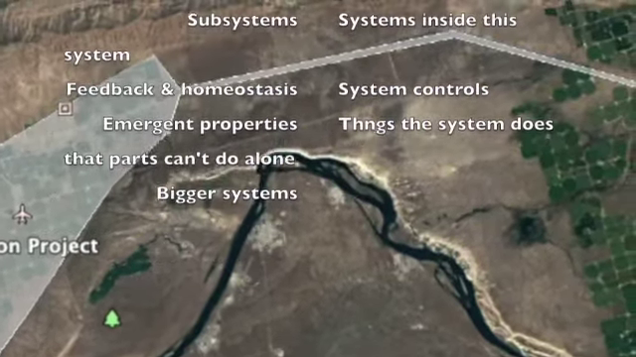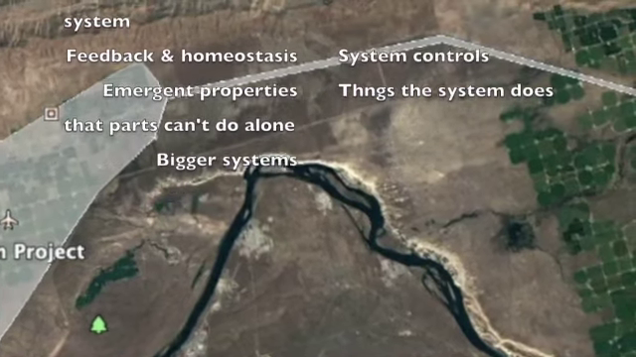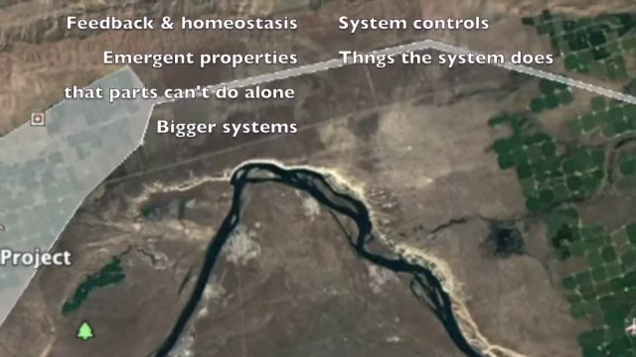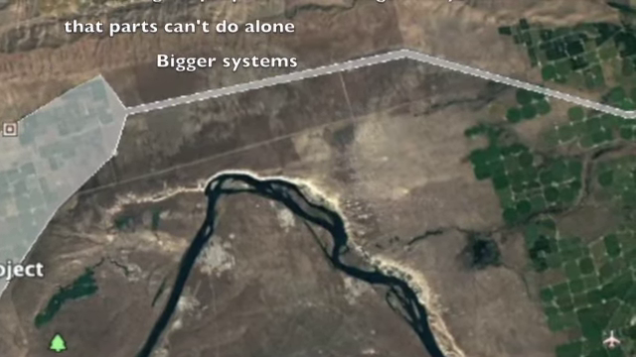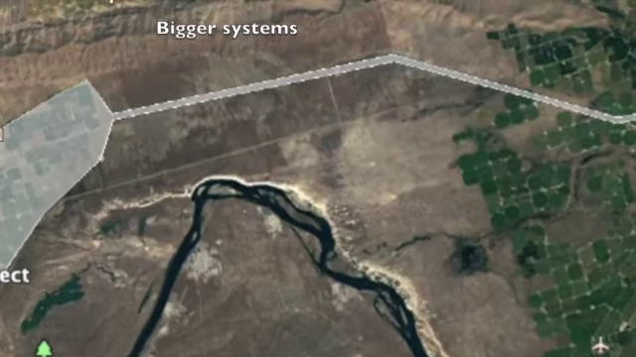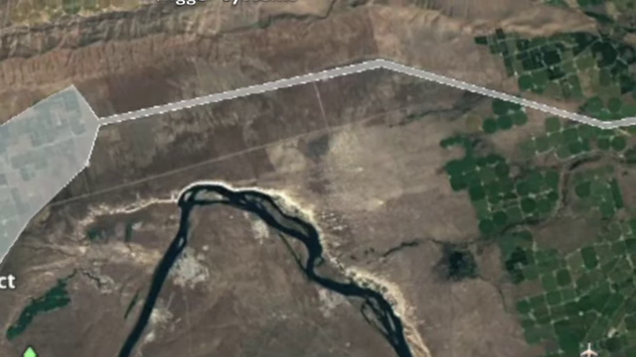We're interested in the things the system can do that the parts can't do alone. These things are called emergent properties. And we're interested in what larger systems our system is part of.